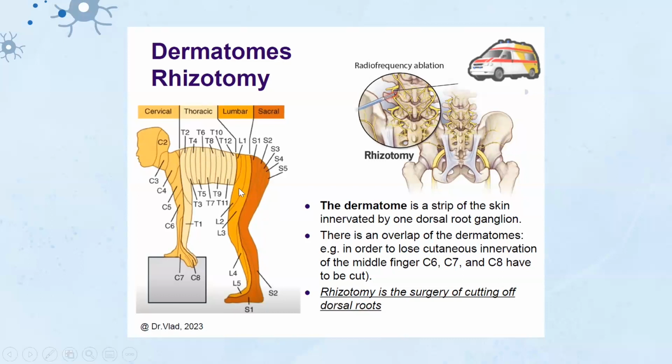However, the dermatome concept does not apply to the whole body. In some parts of the body, there's an overlap between the dermatomes. For example, the middle finger has innervation from C6, C7, and C8. So for you to lose the sensory part of that middle finger, you have to cut C6, C7, and C8.